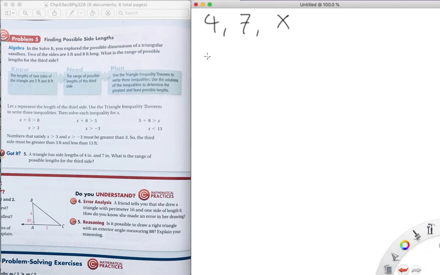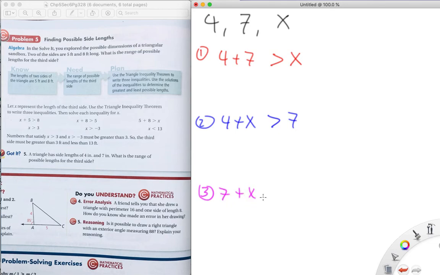So scenario number 1, 4 plus 7 has to be greater than x. And we're going to revisit that in a second. Scenario number 2, 4 plus x has to be greater than 7. We'll revisit that in a second. And then scenario number 3, 7 plus x is greater than 4. So basically we're solving for x in all these 3 scenarios.